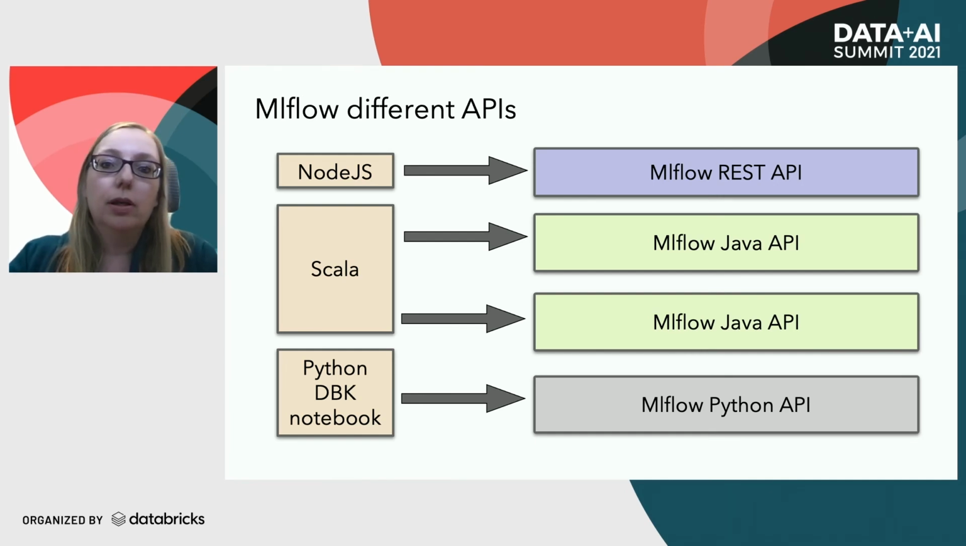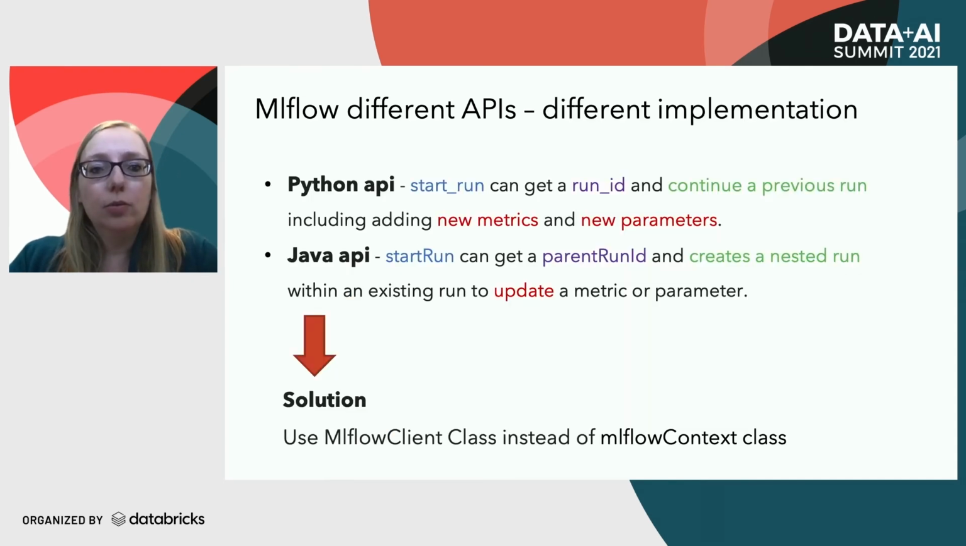Although having a different API means different implementation. And this is one problem we encountered. For example, the start run method in the Python API and in the Java API works differently. So we solved this by using a different class in the Java API, which has a similar behavior to the one in the Python API.